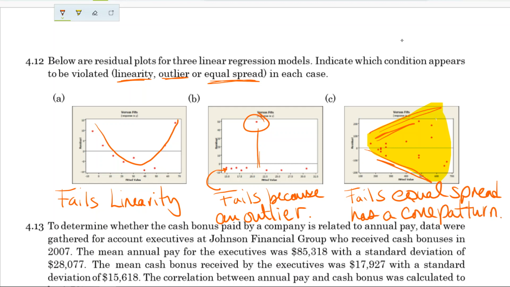So you want this to look like a sneeze, random and all over the place, with nothing that really has a pattern in your error. Because if there's a pattern in your error, that means your model missed something in a systematic way. There's something going on that it didn't see.